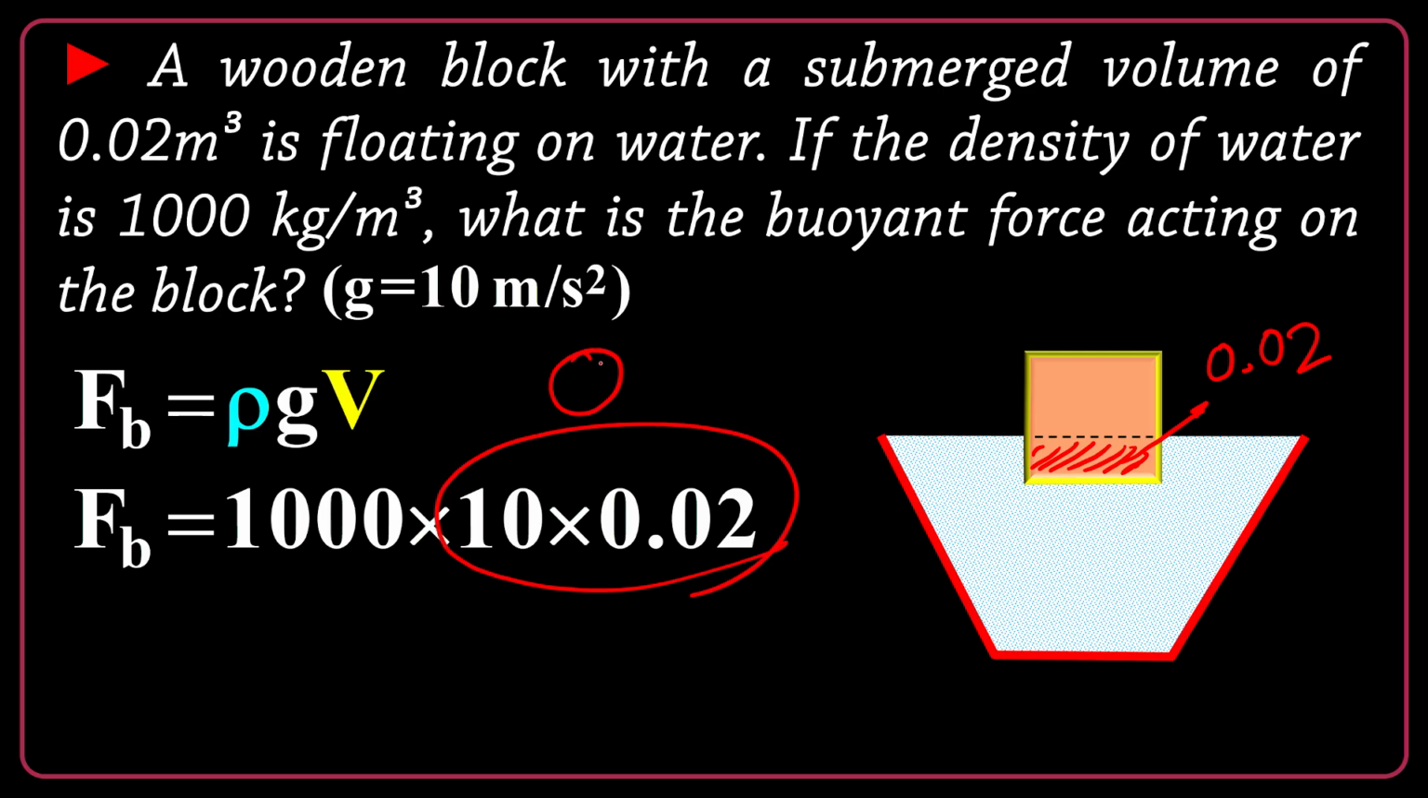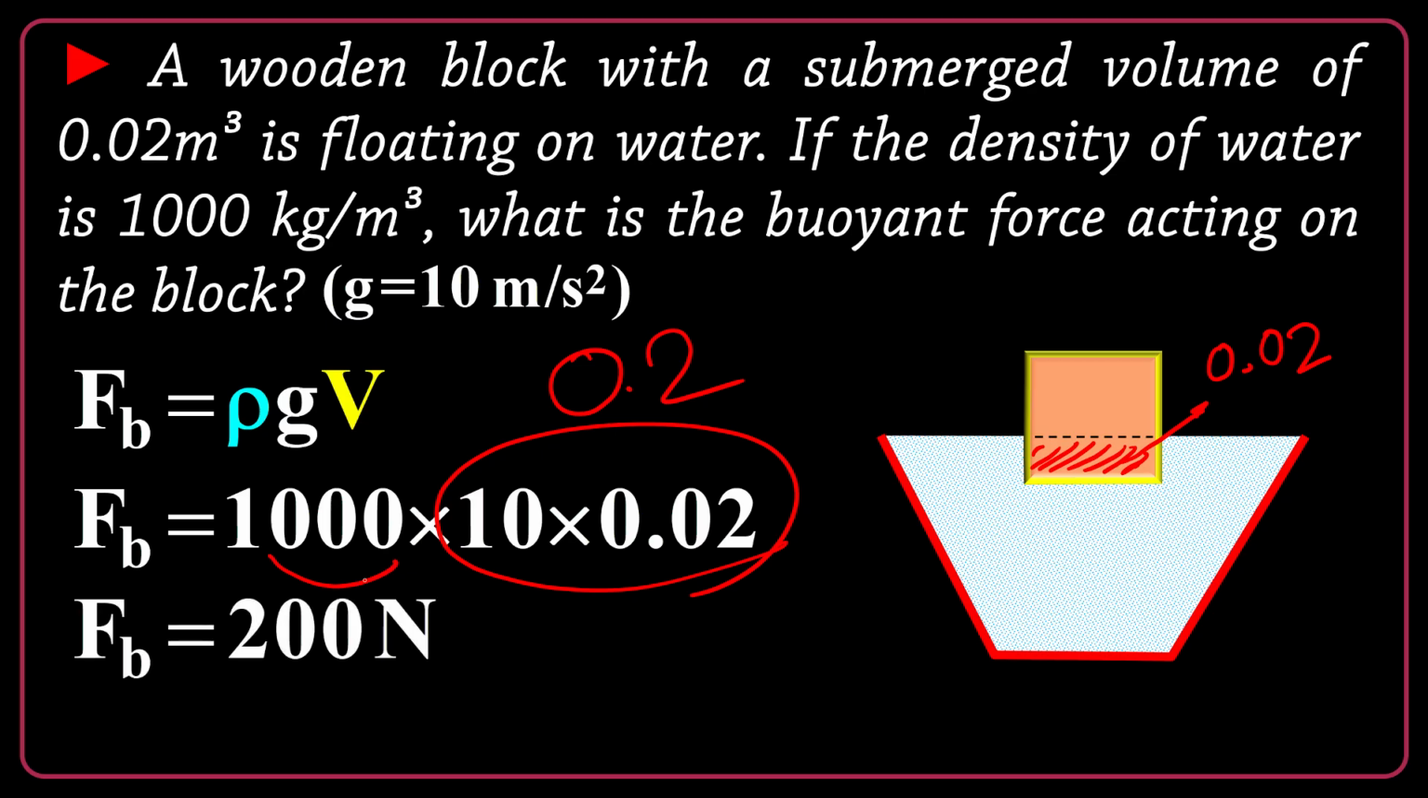This is going to be 0.2 multiplied by 1000 is 200. So it's 200 Newton, the buoyancy force acting on the object. Here we have a very elegant point. Can I say this 200 Newton is exactly equal to the weight of the block?